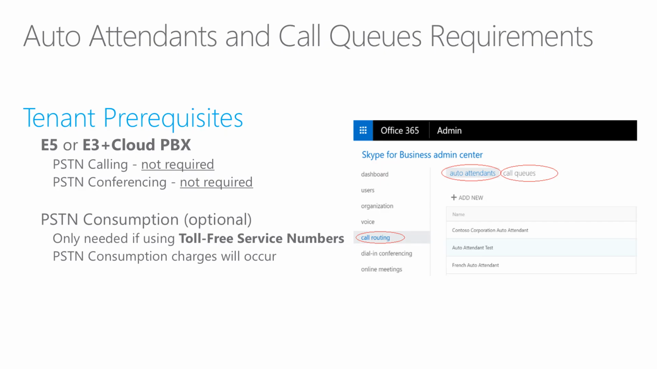So the prerequisites for your tenant are you must have E5 or E3 with Cloud PBX. You're not required to have PSTN calling or PSTN conferencing. PSTN consumption is an optional feature that you can have. If you have this, you can configure toll-free service numbers. PSTN consumption charges will occur for all of the toll-free calls that you're enabling.